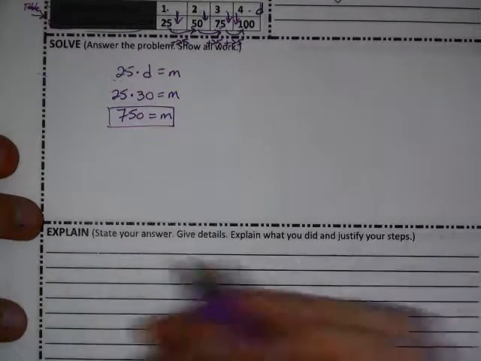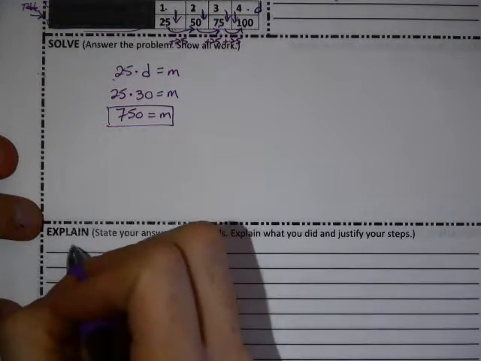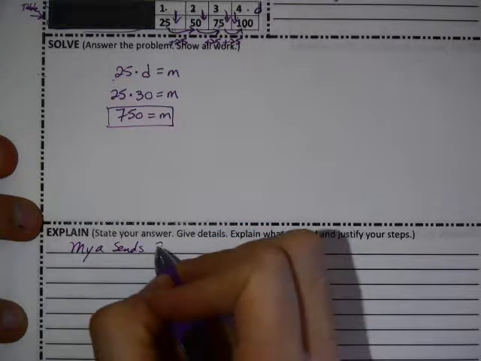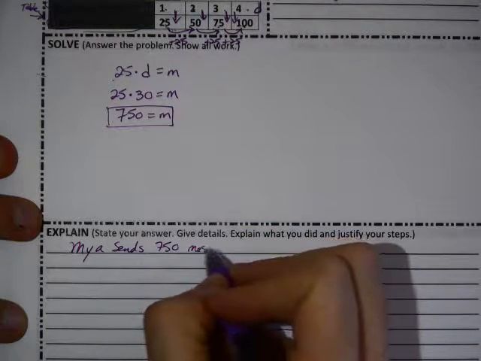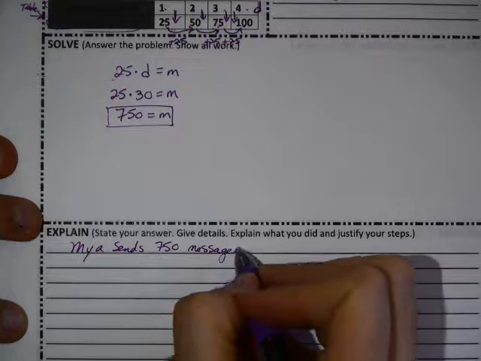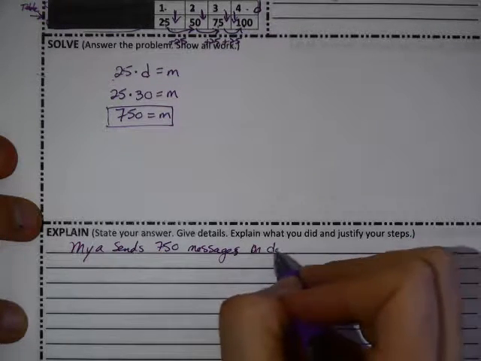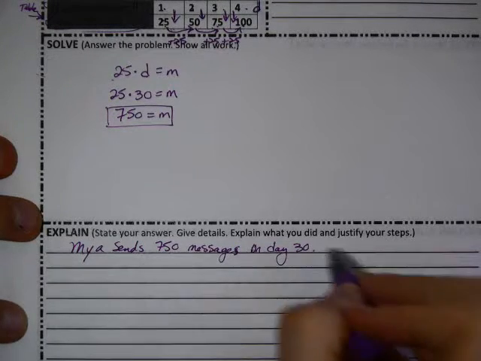This answer says state your answer. So Maya sends 750 messages by day 30, or on day 30. Okay. All right.